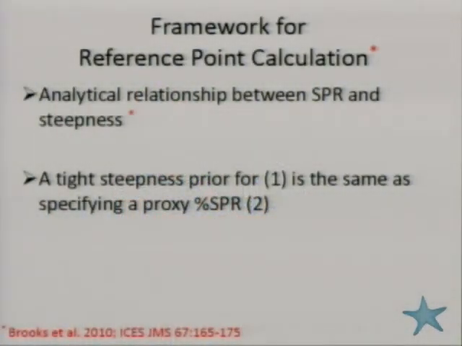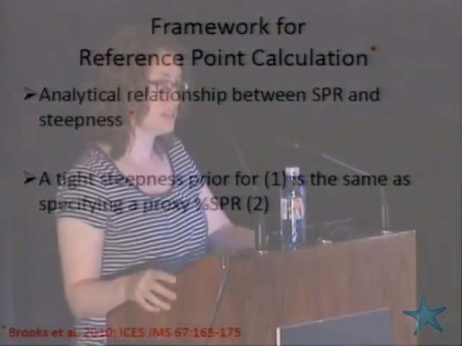I'm going to be using a framework for the reference point calculation, and I won't go into the derivations, but just summarize the main conclusion: there is an analytical relationship between SPR and steepness. Because of this analytical relationship, if you have to specify a tight prior on steepness just to be able to estimate a stock recruit curve, specifying that tight prior amounts to specifying your reference point. So in fact, it's not any different from just using the proxy method where you specify a percent SPR.